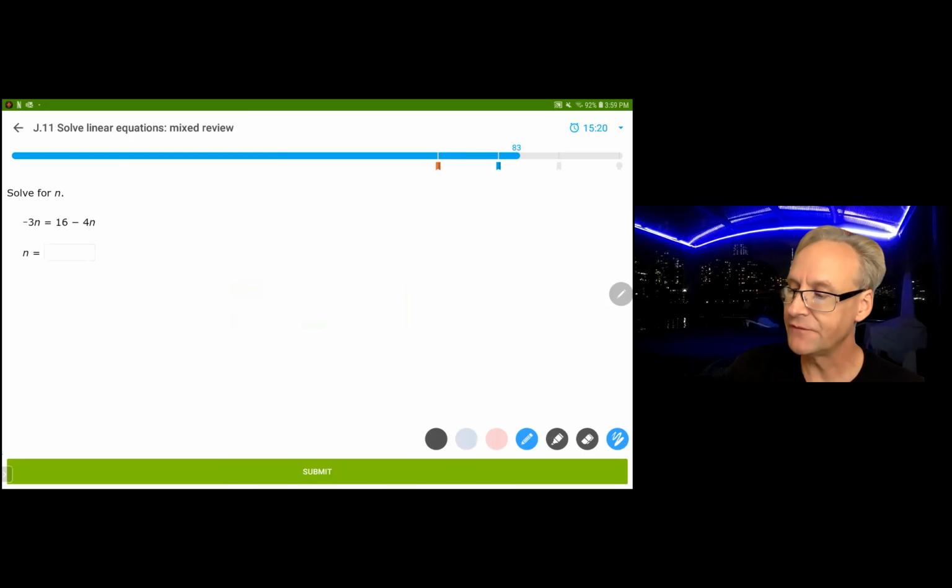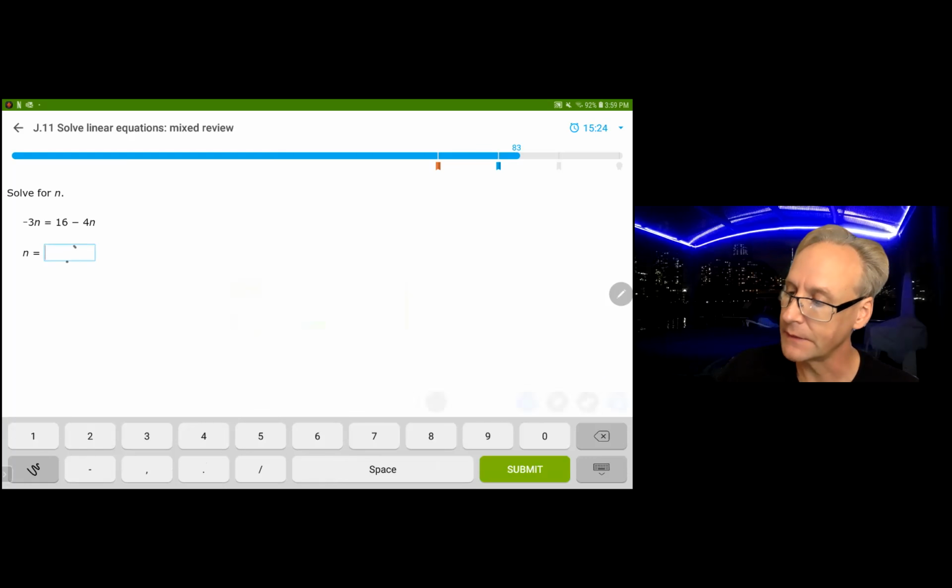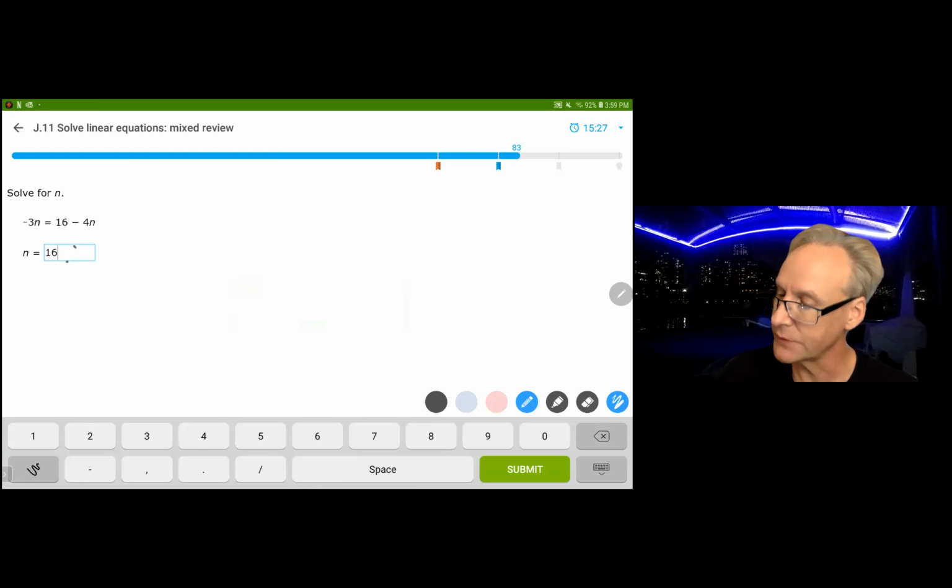This one we're going to have to add 4n to both sides, and we're done, because you get n equals 16. Take a look. Add 4n to both sides. I promise it'll work.